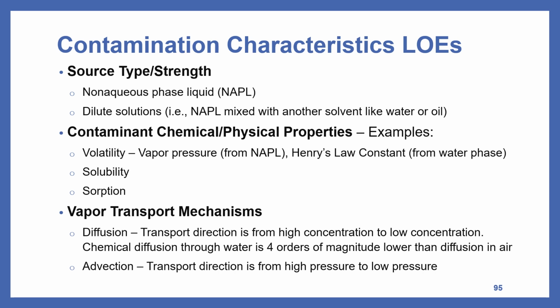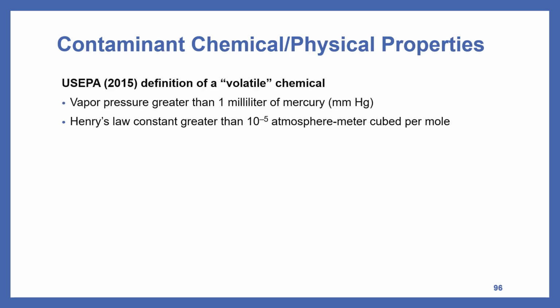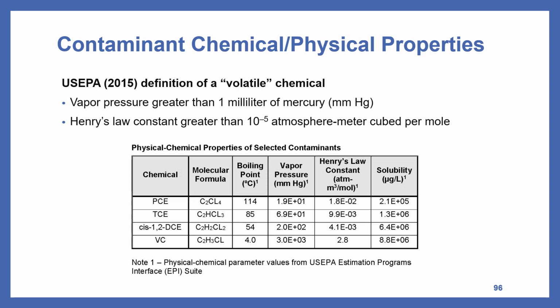So, digging a little deeper into contaminant chemical and physical properties. First up, just a reminder that the SVIG uses the same definition as US EPA for that of a volatile chemical in terms of vapor pressure and the Henry's law constant. Here we have a table of tetrachloroethene, PCE, trichloroethene, TCE, cis-1,2-dichloroethene, and VC, or vinyl chloride. Just wanted to point out a couple of interesting differences.